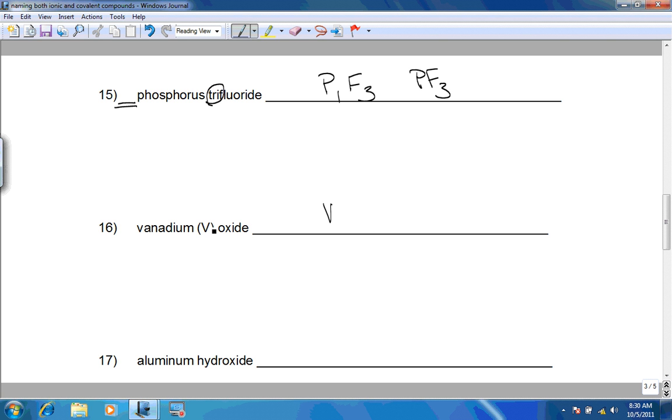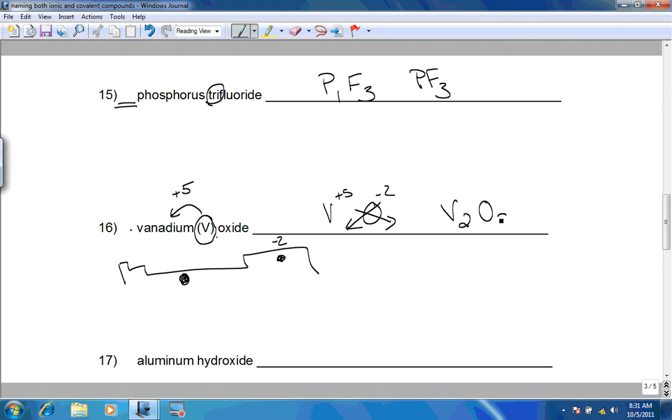Vanadium 5 oxide. You do not have prefixes here, which means we need to do the crisscross because it's going to be an ionic compound. When we're looking at the periodic table, vanadium is here. You cannot determine the charge of vanadium by looking at the periodic table. So therefore, the writer gave you the V to give you the charge of a +5. Oxide, oxygen is here. And by looking at the periodic table, you can tell it's a -2. And crisscross those, and it becomes V2O5.